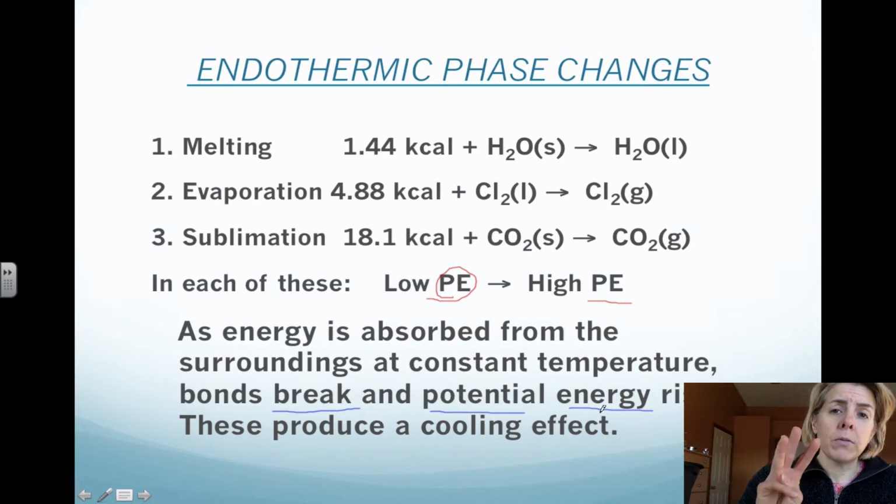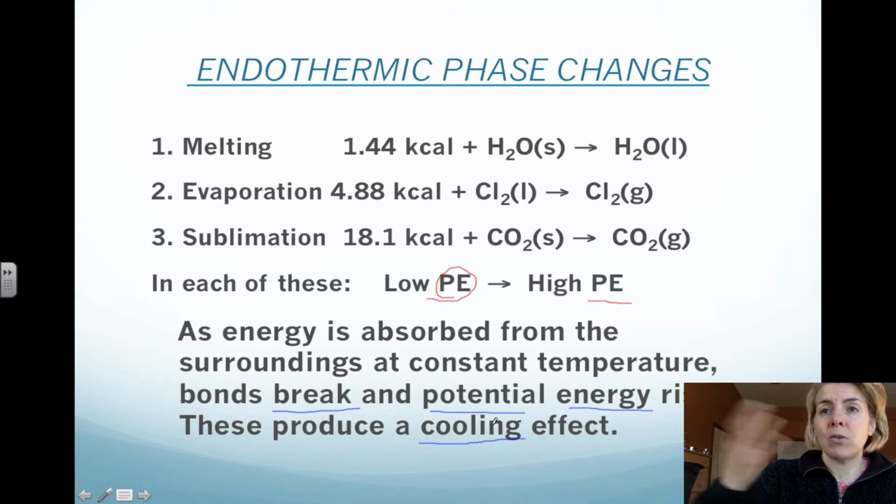Now, with all three of these phase changes, we have what we call a cooling effect. So we are not releasing heat into the system, we're actually absorbing heat.